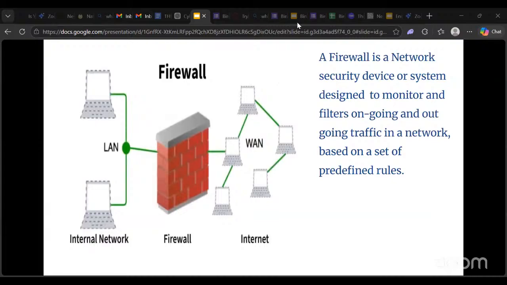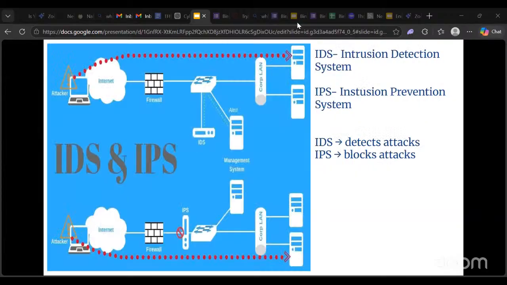Now, part of the ways to prevent incidents is a firewall. A firewall is basically a network security device or system designed to monitor and filter incoming and outgoing traffic in the network based on a predefined set of rules. I'm not going to waste much time on that because I already spoke on that earlier on. Now, the next thing that we are going to talk about is intrusion detection system and intrusion prevention system. This is IDS and IPS.